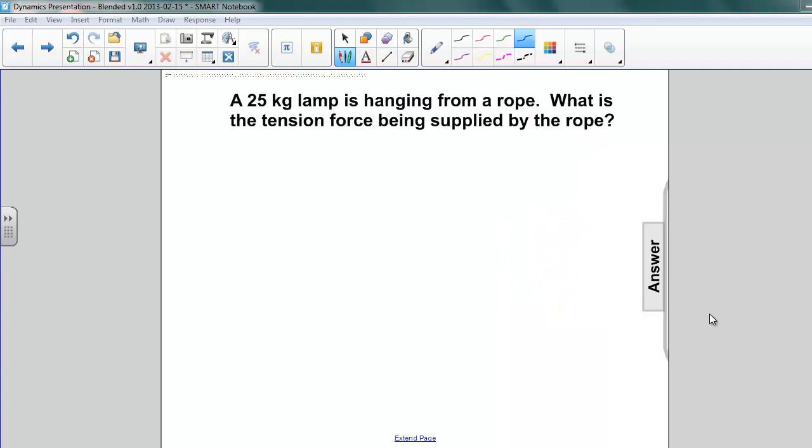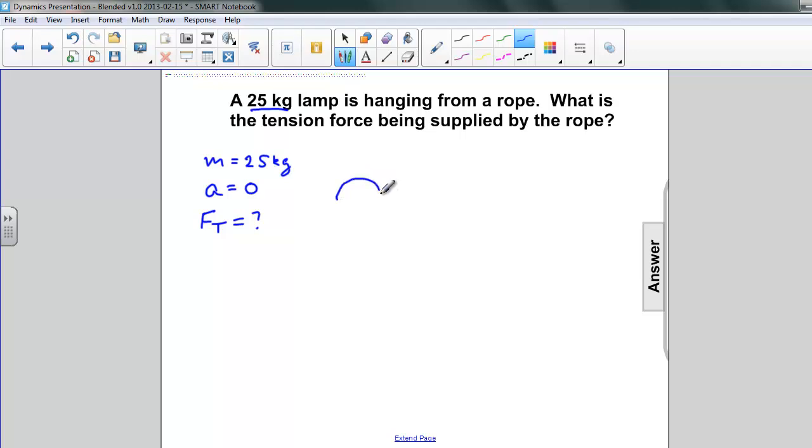A 25 kilogram lamp is hanging from a rope. What is the tension force being supplied by the rope? We have a little bit of information here. One, we're given that the mass is equal to 25 kilograms. It's hanging from a rope. That means it's not moving and it's certainly not accelerating, so we have that the acceleration is 0. And now we're being asked to find the tension force on the rope.